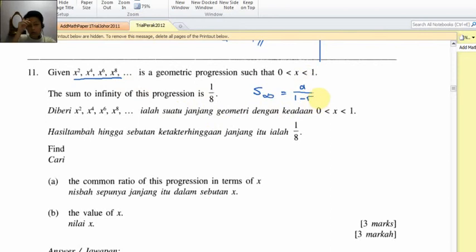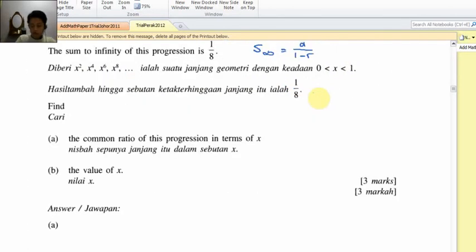Let's take a look at the first question. The first question is the common ratio of the progression in terms of x. That is quite simple. Common ratio r is equal to t2 divided by t1. Then it is x raised to the power 4 divided by x squared, which is equal to x squared. So this is the answer for a. The next question, b, the value of x.